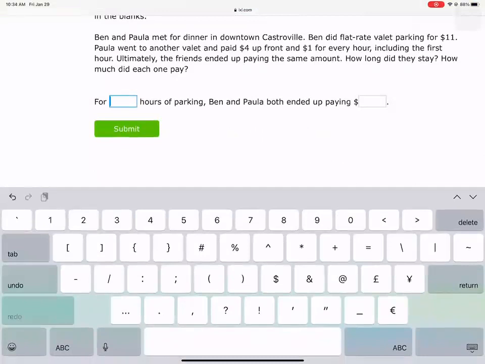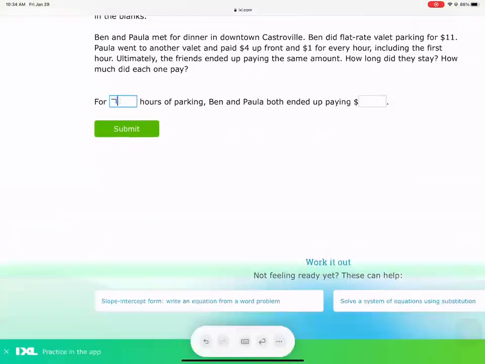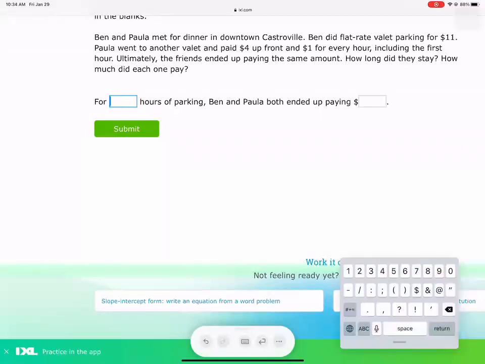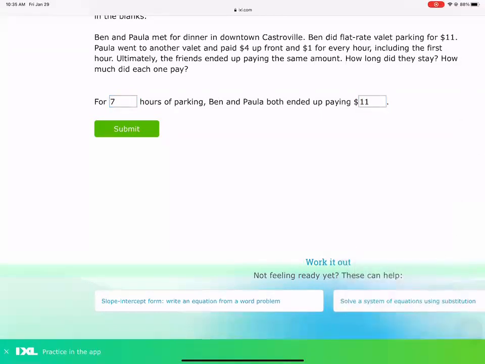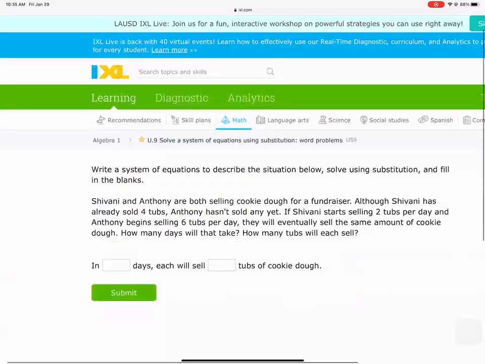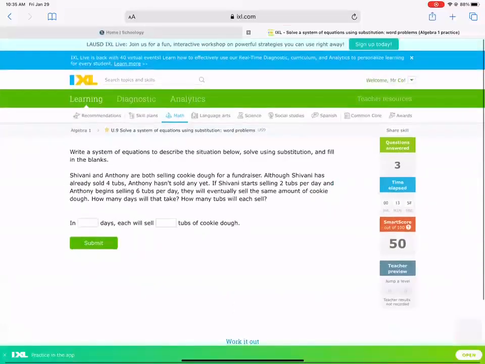They stayed for 7 hours. And oh, that's not the right symbol. And they paid $11 total. All right, let's see if this worked. All right, super. And I'm already on 50, so I only need a little bit left to go.